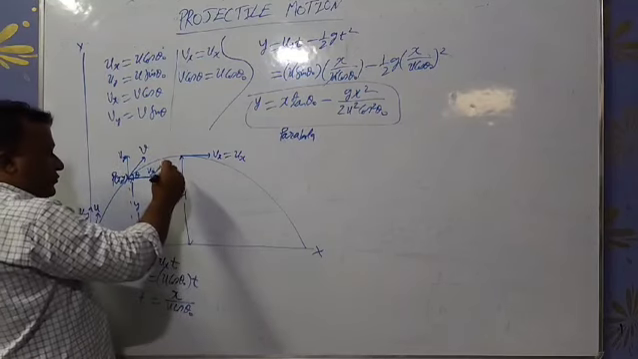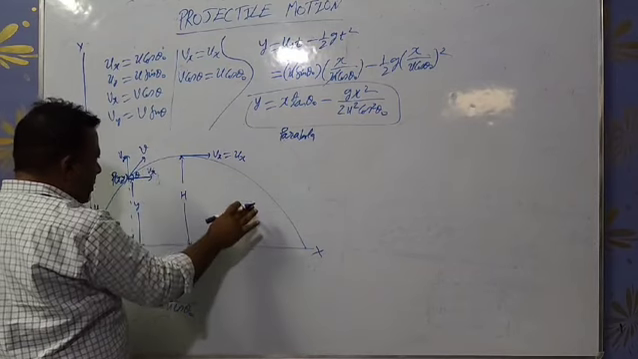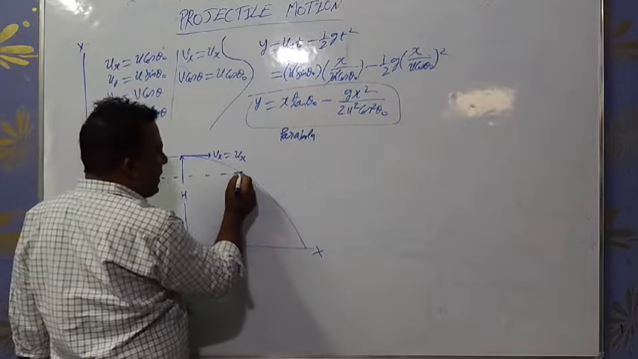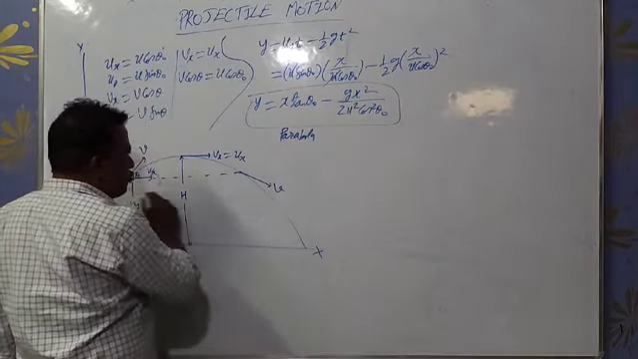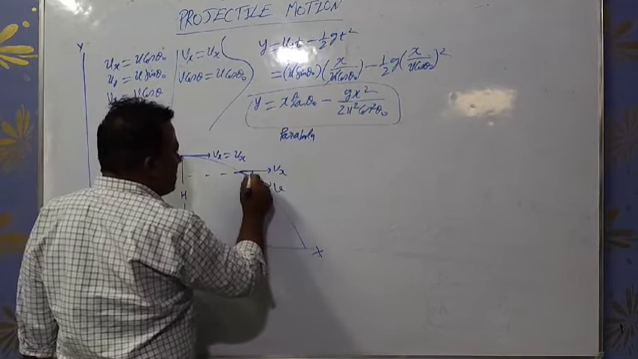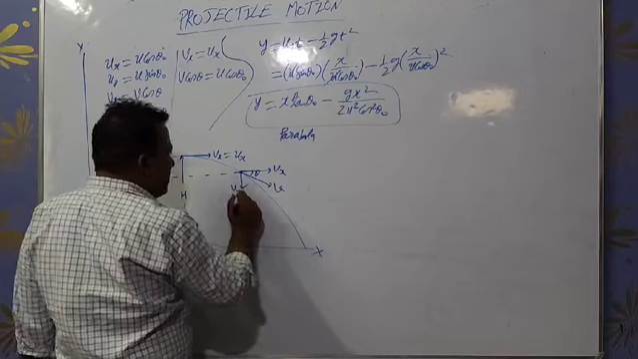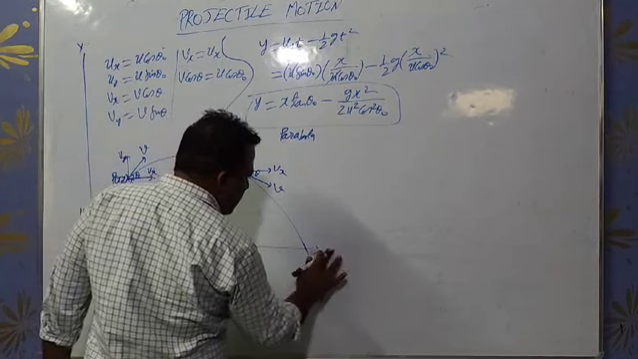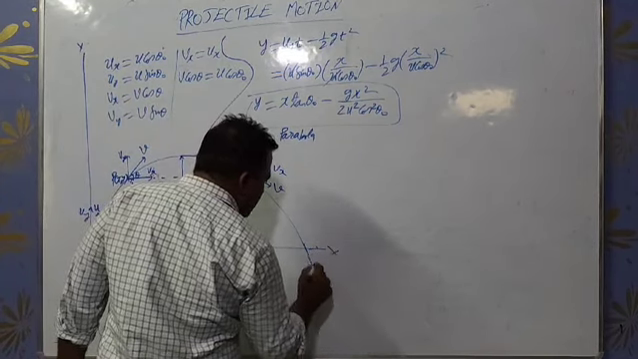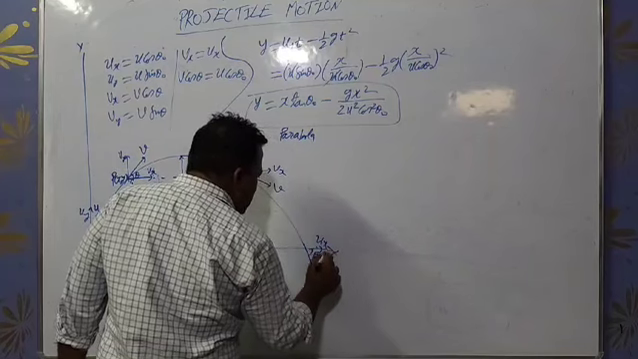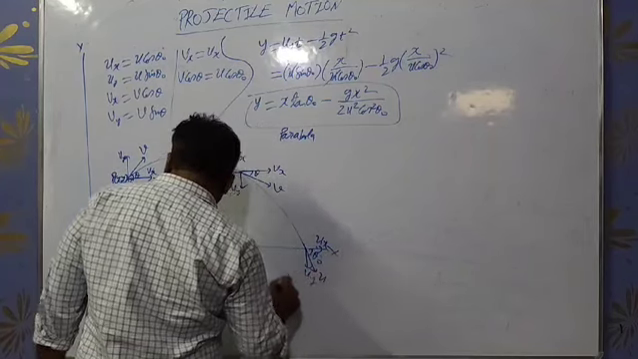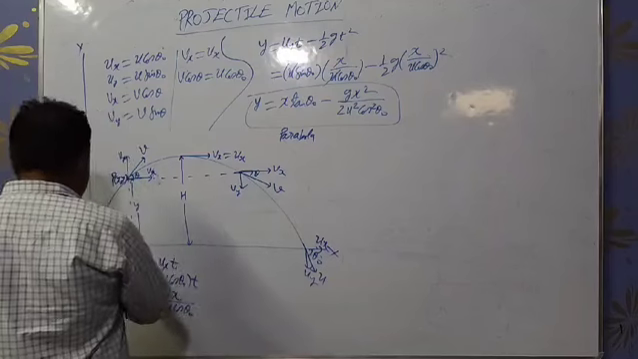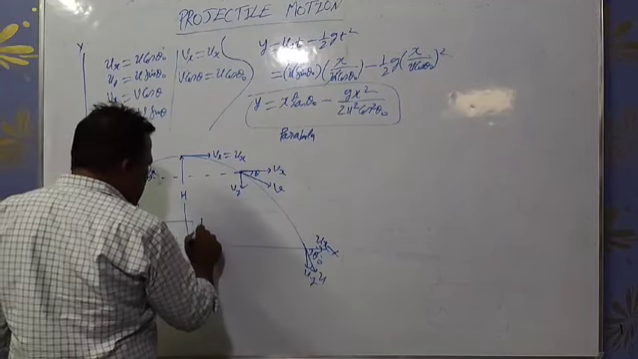Now after this point, the projectile is coming down, so the direction of the vertical component will be reversed. These two points are at the same height, so the velocity will be the same at these two points. So this is vx, this is vy. Now the vertical component is continuously increasing. Here it will strike with the same velocity u, at angle theta naught, with ux and uy. And from this point to this point, this distance is r, the horizontal range.